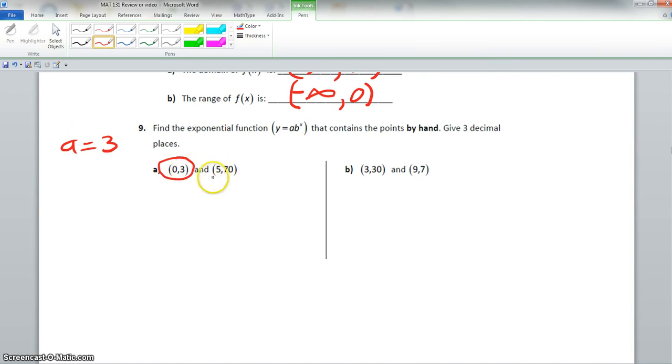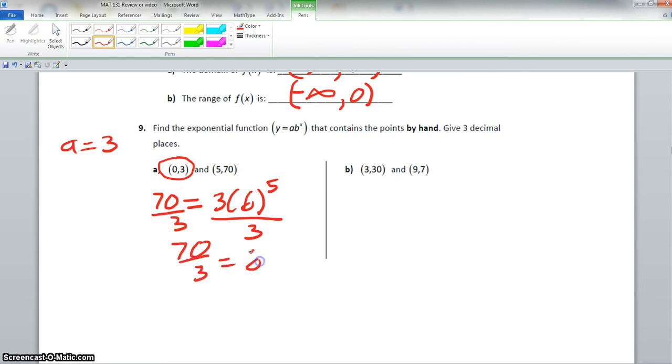So we could take this point here and substitute. So we would have our y here is 70. So we have 70 is equal to a is 3. We don't know what b is, and our x is 5. So we'll divide each side by 3. And we'll have 70 over 3 is equal to b to the 5th power. Now we have to take the 5th root of both sides.